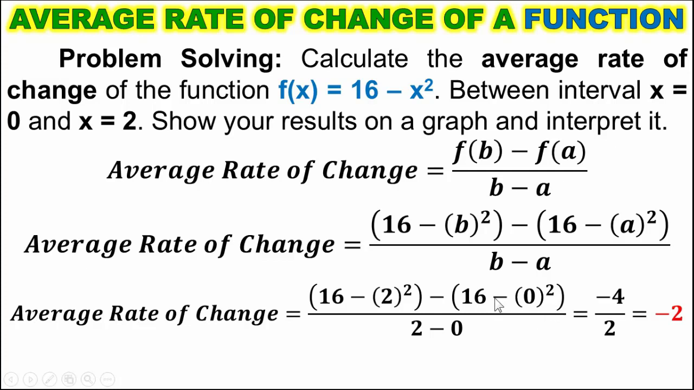In the denominator, the value of b will be substituted by the value 2. The value of a will be substituted by the value of 0. Thus, the quotient is negative 2. The slope is negative 2. That means it is decreasing. When x increases, the value of y decreases.